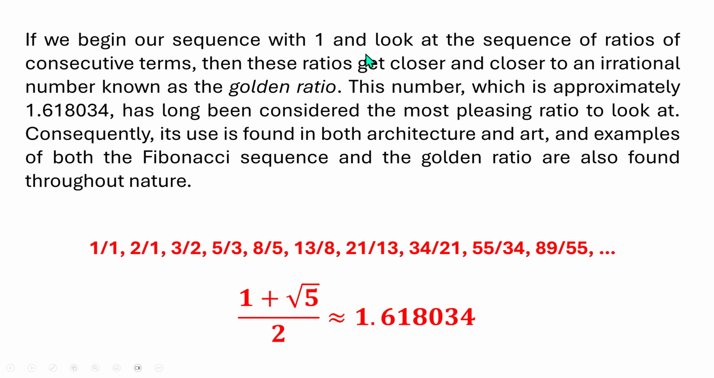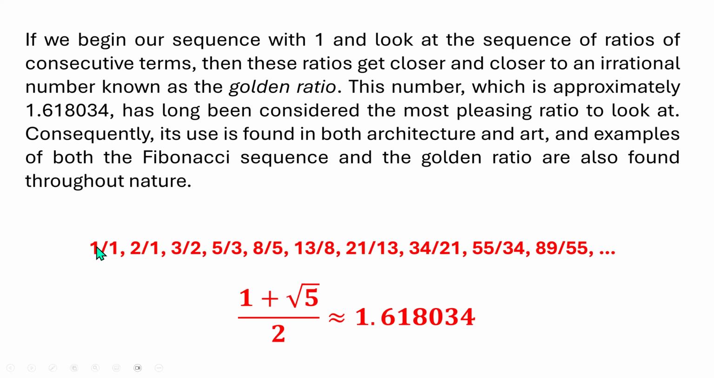If we begin our sequence with 1 and look at the sequence of ratios of consecutive terms, then these ratios get closer and closer to an irrational number known as the golden ratio. This number, which is approximately 1.618034, has long been considered the most pleasing ratio to look at. Consequently, its use is found in both architecture and art. Examples of both the Fibonacci sequence and the golden ratio are also found throughout nature.